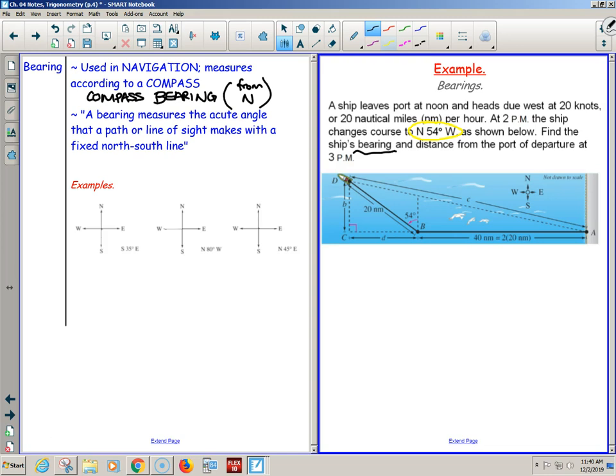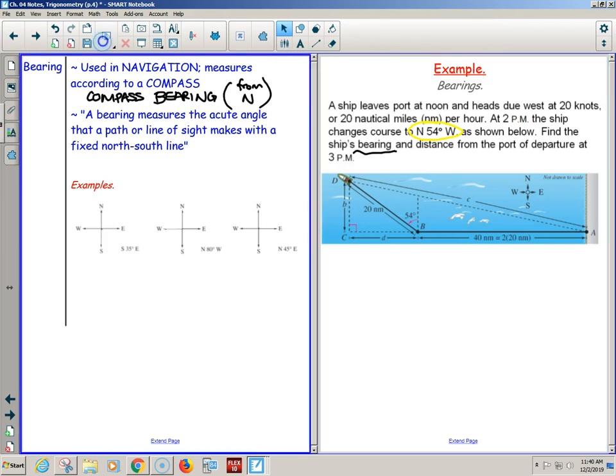So actually, hold on, let's zoom in on this page really quickly and try to understand that northwest thing. I need the angle and I need to know where it is in my picture to even start to solve it. So hold on. What is that weird north 54 degrees west thing?